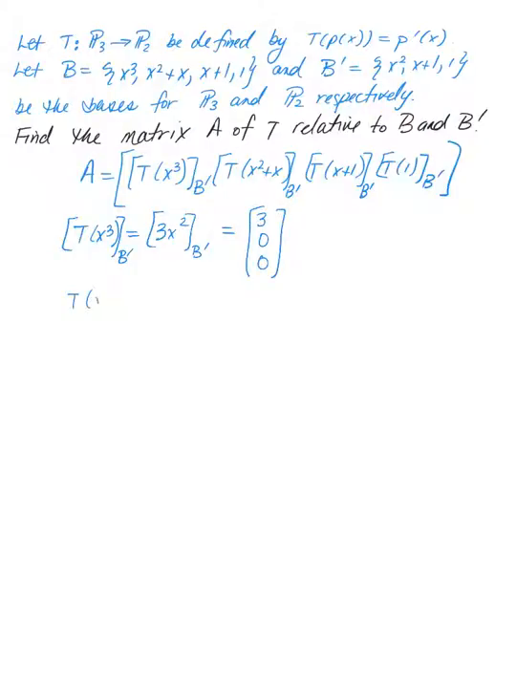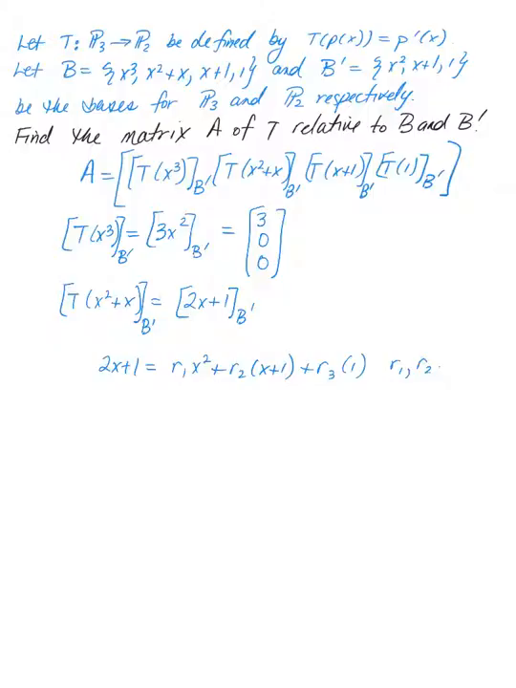So for the next basis vector, we have T of x squared plus x, and that is the derivative, so it's 2x plus 1. And then we just remember in terms of the basis B prime, we need to find the coordinates. So this one you could probably do in your head, but it's a little trickier because B prime isn't the standard basis. So what we want to do is rewrite 2x plus 1 as a linear combination of the basis vectors of B prime. So it's r1 times x squared plus r2 times x plus 1 plus r3 times 1, and r1, r2, and r3 are just scalars or real numbers.